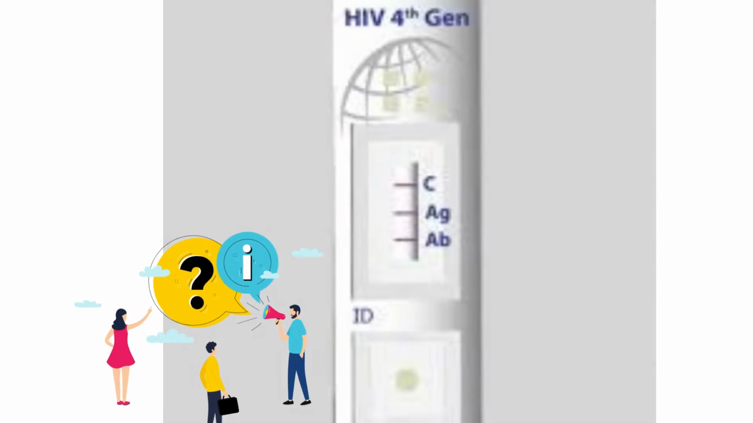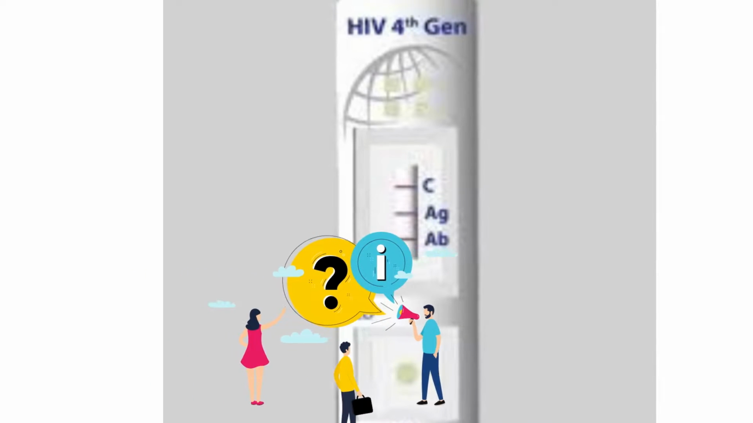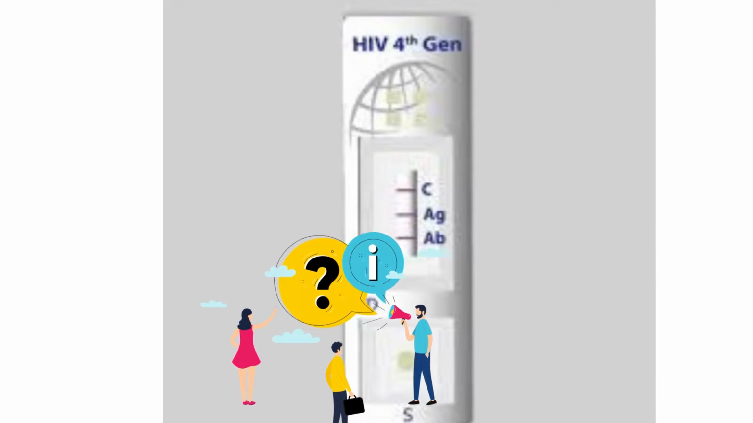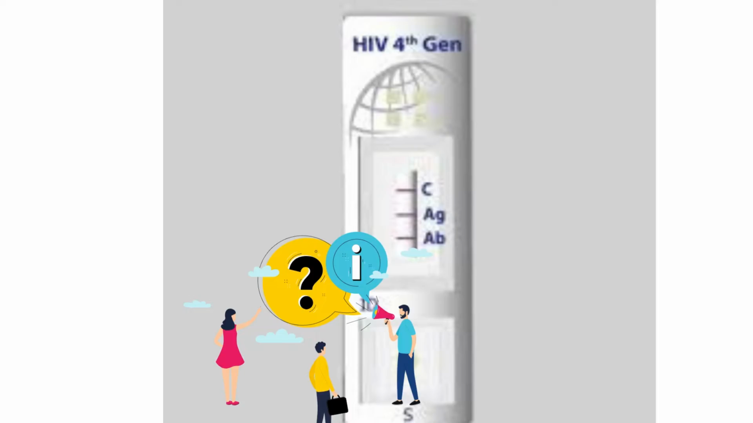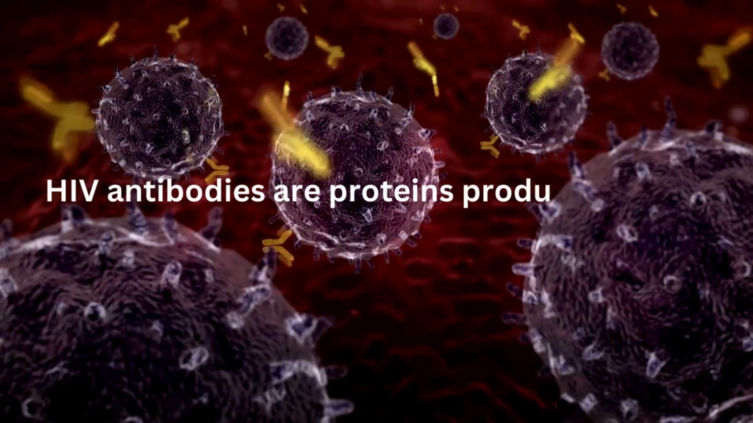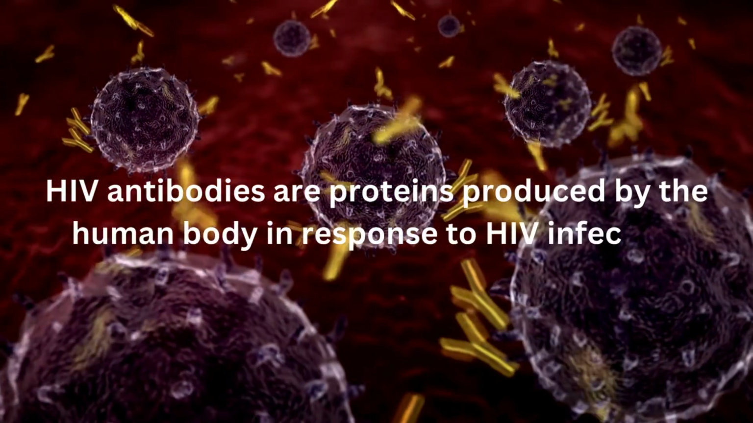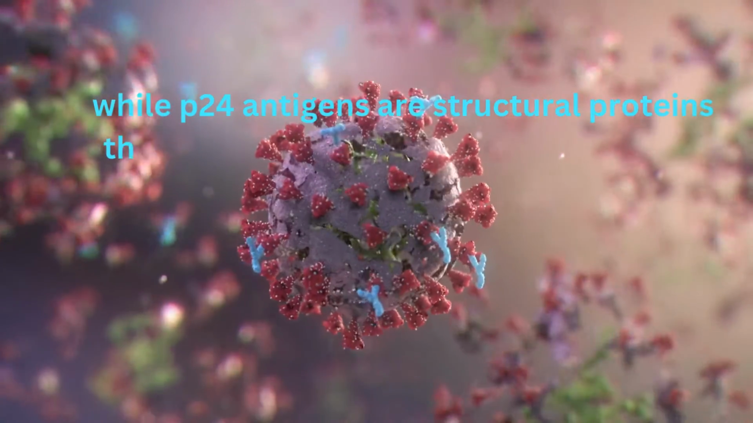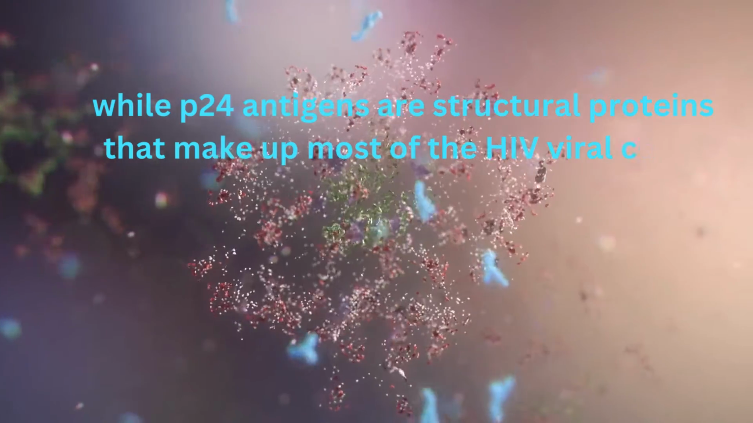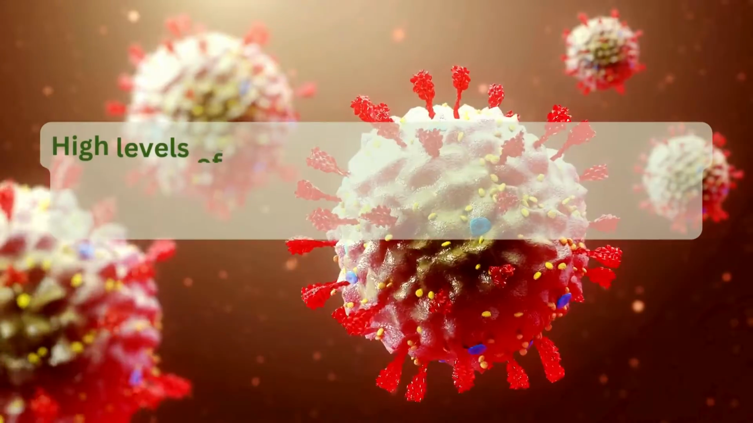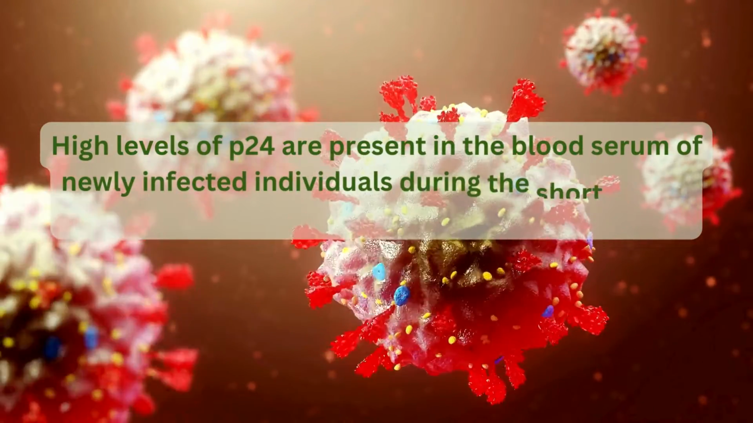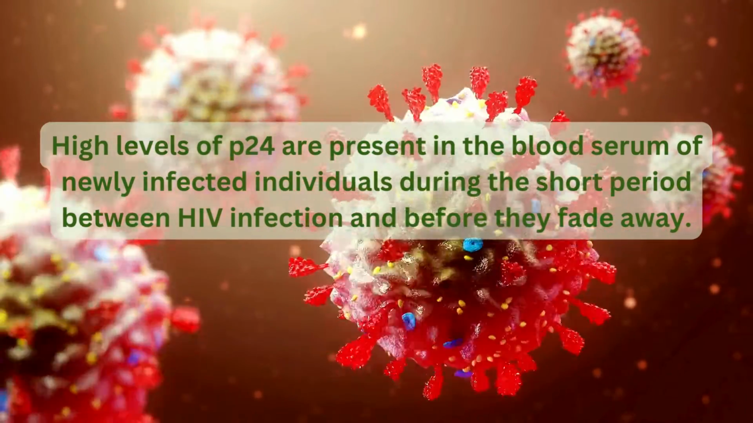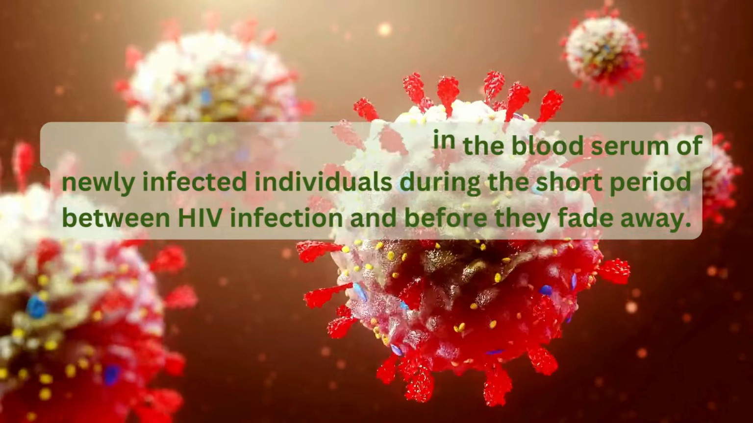A 4th-generation HIV test is a laboratory test that can detect both HIV antibodies and p24 antigen, which is associated with HIV. HIV antibodies are proteins produced by the human body in response to HIV infection, while p24 antigens are structural proteins that make up most of the HIV viral core. High levels of p24 are present in the blood serum of newly infected individuals during the short period between HIV infection and before they fade away.